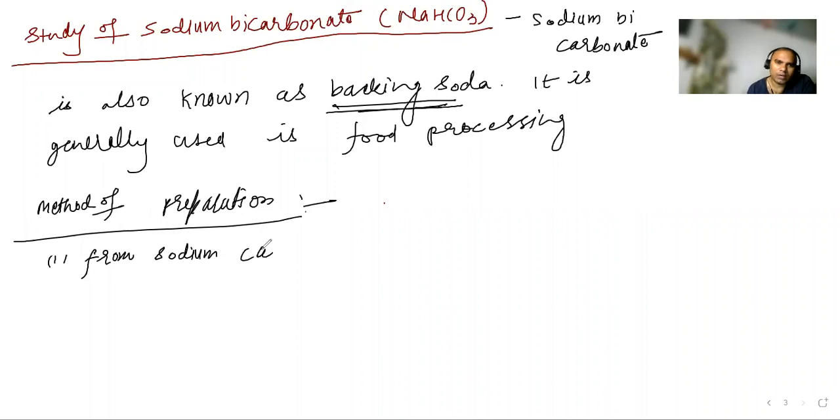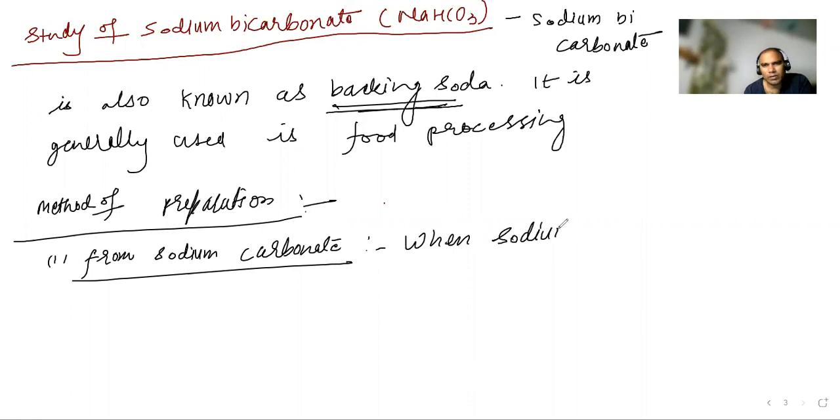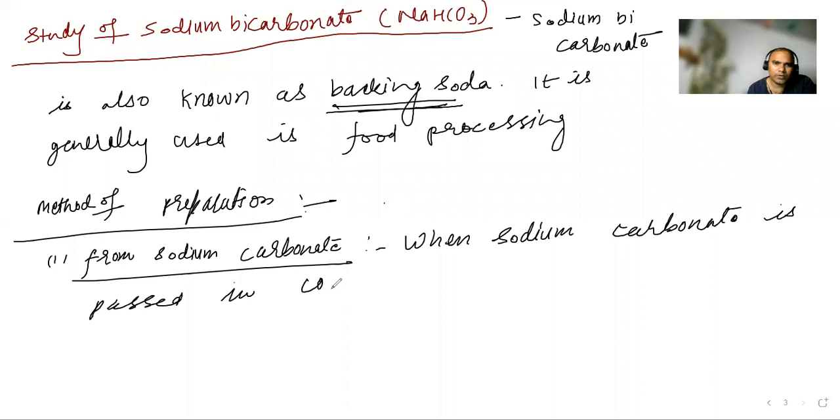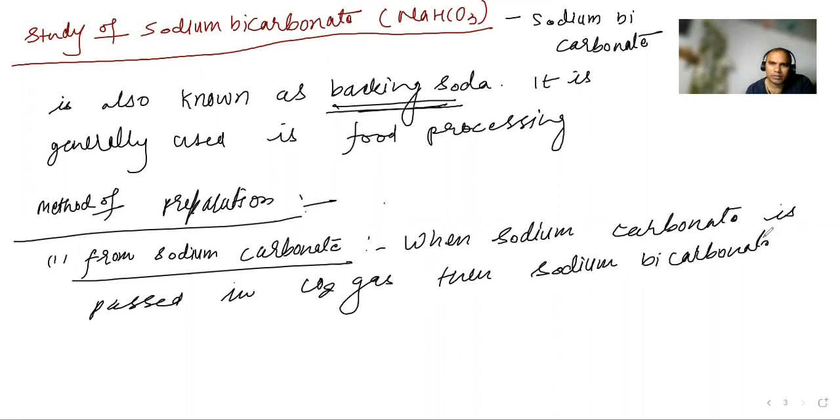From sodium carbonate, only one very simple method is there. When CO2 gas is passed into sodium carbonate, sodium bicarbonate is formed. So that is how you are going to form it.